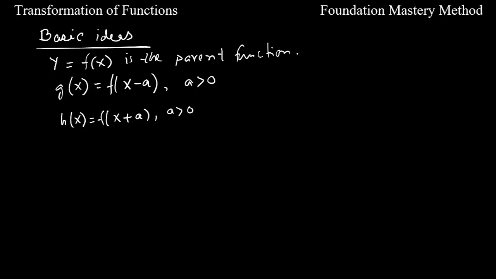We'll be talking about very basic ideas of transformation. Let us assume that y equals f of x is the parent function. Now, how do we get the g of x function when f of x minus a is the relation? In this case, you can see that x is replaced by x minus a, and we consider this constant a to be a positive quantity. So this is telling me that my graph is moving horizontally a units to the right.